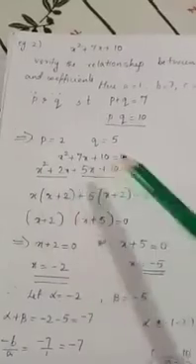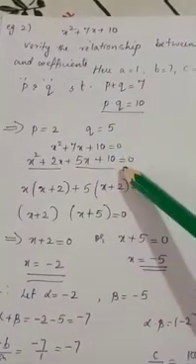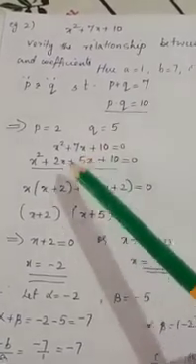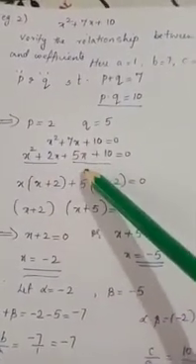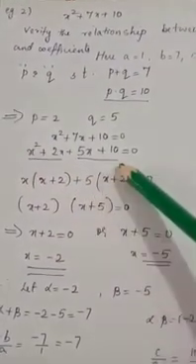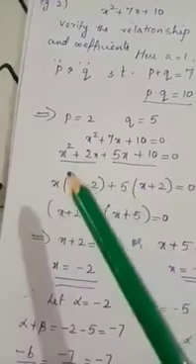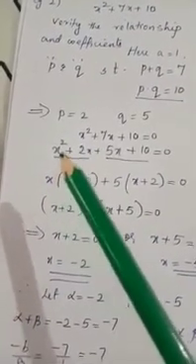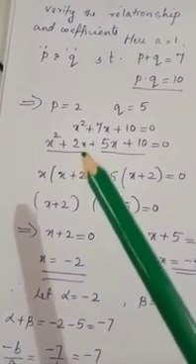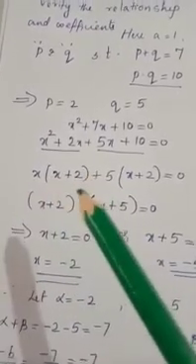Then we are using splitting the middle term. For this, we are writing the polynomial x square plus 7x plus 10 equal to 0 as an equation. Then splitting 7x as 2x plus 5x. So the equation is x square plus 2x plus 5x plus 10 equal to 0. From the first two, x is common, so we can take out x. When you take out x from the first term, x will remain here. And from the second term, if you take x out, 2 will remain here. So, x into x plus 2.